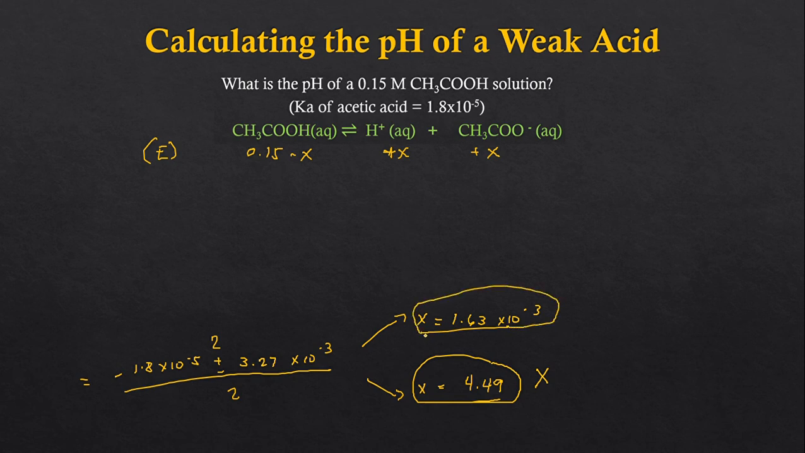Ito yung tama. 1.63 times 10 to the negative 3 lang. Yung maibabawas natin sa original concentration ng acetic acid. Okay? So, therefore, ang value ng X, kasi ito lang naman talaga yung habol natin, yung concentration ng hydrogen ion. So, therefore, X is equal to 1.63 times 10 to the negative 3. Kasi, para makompute natin yung pH, kailangan malaman natin yung concentration ng H.